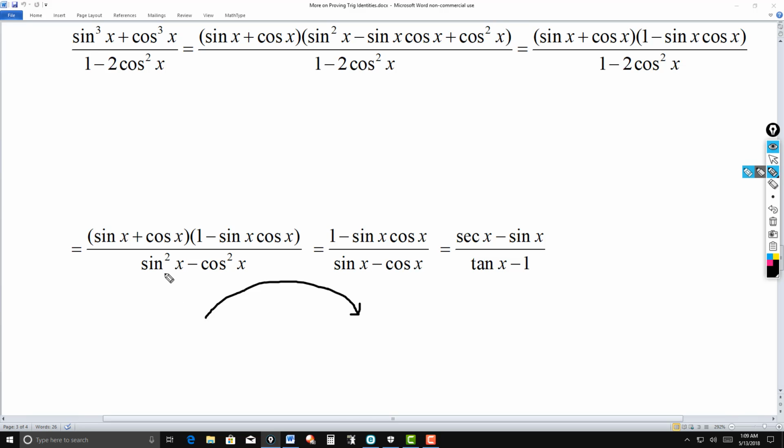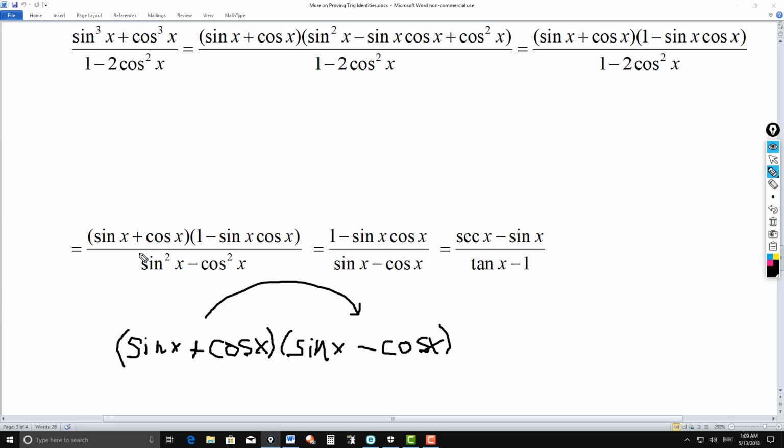Well, in the denominator I have the difference of two squares. So sine squared x minus cosine squared x, that's algebra, can be factored into sine of x plus cosine of x, the difference and the sum of the square roots. The other factor then should be sine x minus cosine of x.